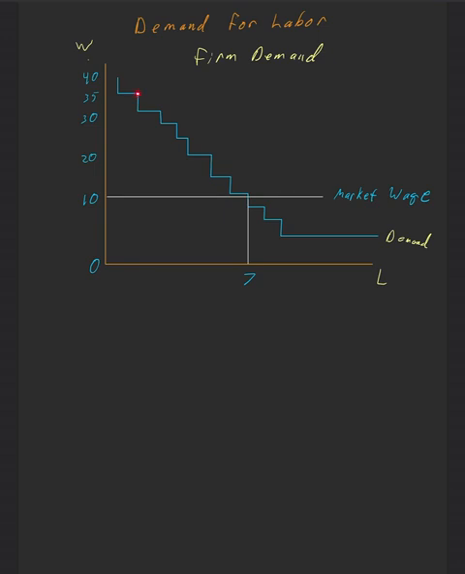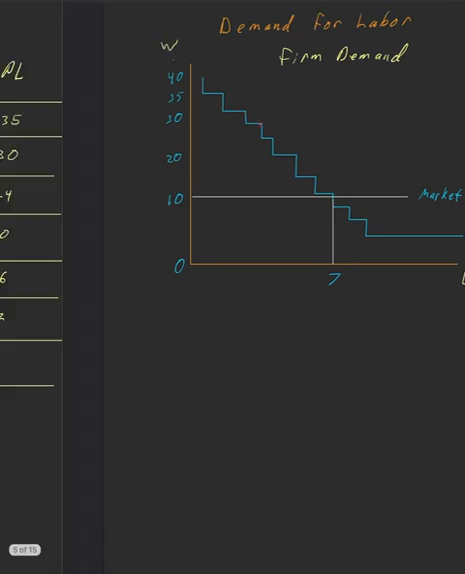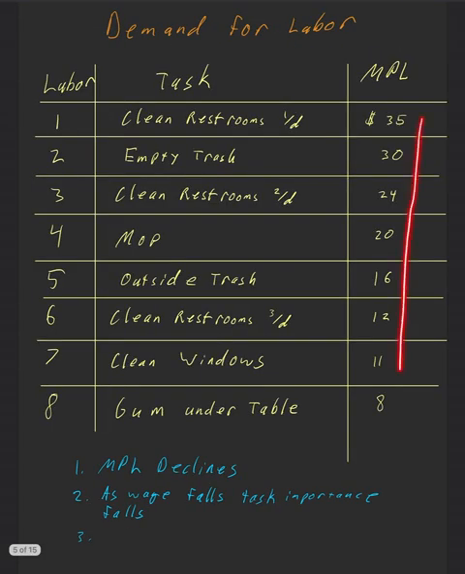So the demand for labor, if the wage is $35, this firm will just want the one worker, right? If it's 30, they'll want 2, and we saw, we could just graph this whole chart, right?